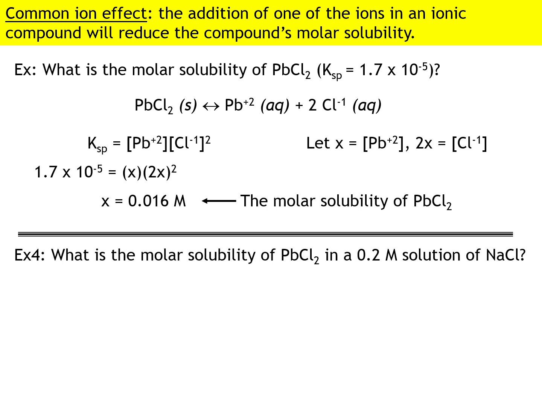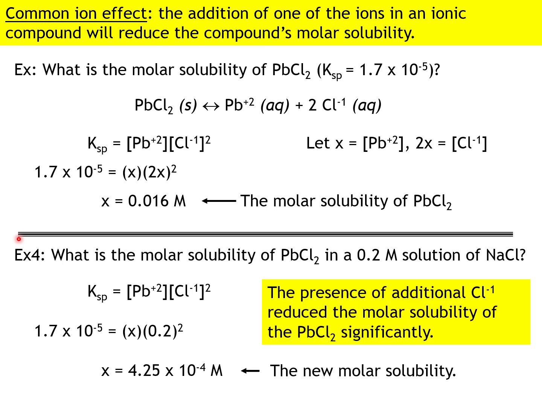So the next part, we're going to use the common ion effect. What is the molar solubility of lead 2 chloride if we spike it with some chloride, 0.2 molar chloride? Remember, sodium is a spectator. So we still have the same Ksp expression, but now we know that chloride is not 2x, it is 0.2. And we're going to solve for x, and again, we see that we have a significant decrease in the molar solubility. So this one is on the order of 10 to the minus 2 moles per liter, and down here it's 100 times smaller, so 10 to the minus 4 moles per liter.